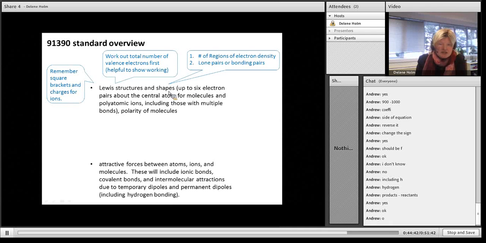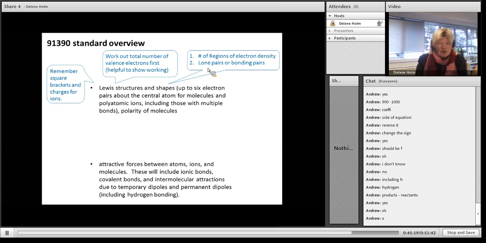Like shapes, the important thing with shapes, the first thing you have to talk about is the electron density, the number of regions. So electron geometry, what is the shape in terms of the electrons? So if I've got 5 regions of electron density, my electron geometry is trigonal bipyramidal. If I've got 6 regions of electron density around the central atom, it's octahedral. So always start with that first, and then say how many lone pairs or bonding pairs of electrons I've got.